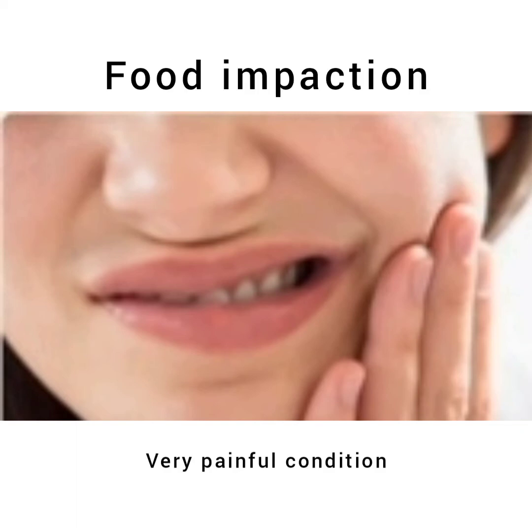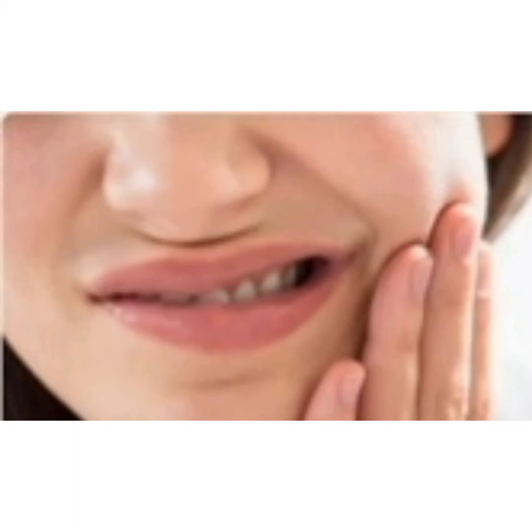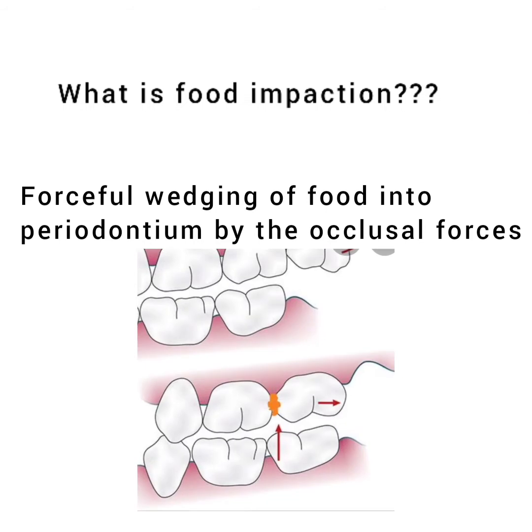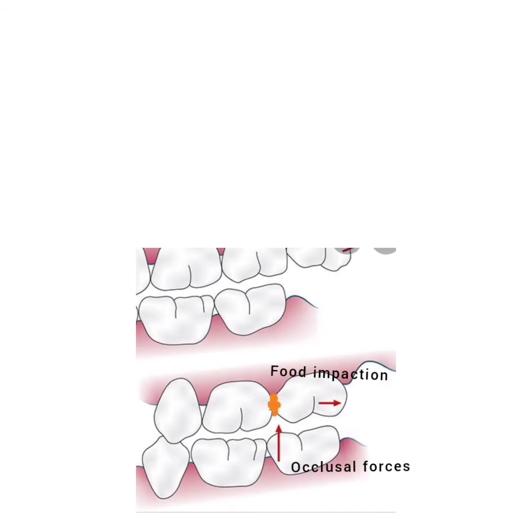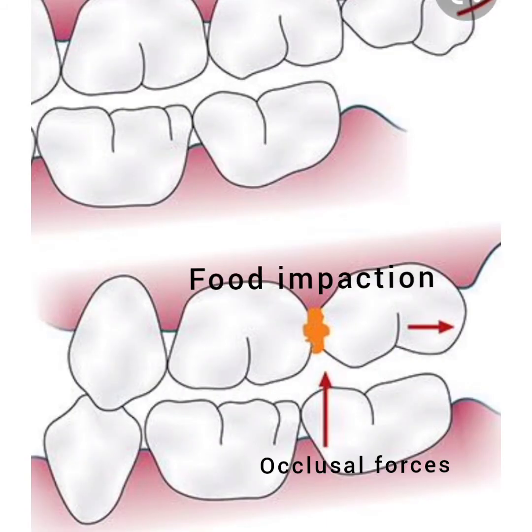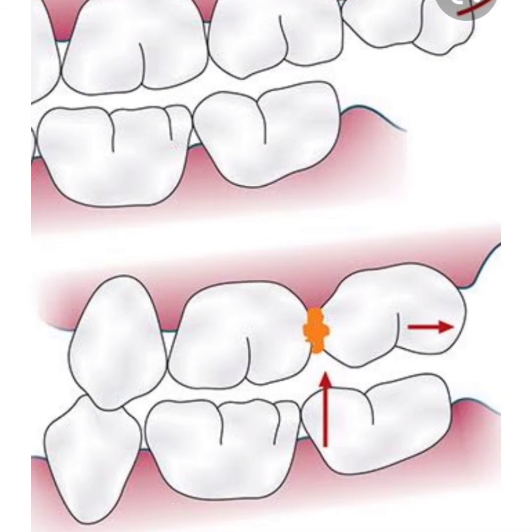Hi, what is a food impaction? It is a forceful wedging of food into the periodontium by the occlusal forces. In the picture, you can see the marked food impaction area with the opposing occlusal forces causing food impaction.